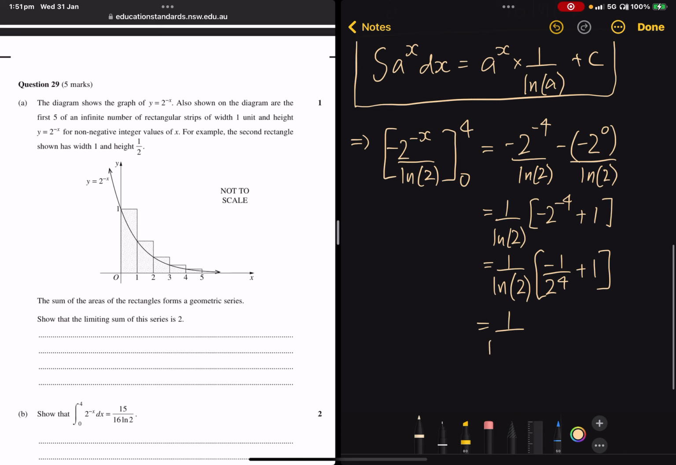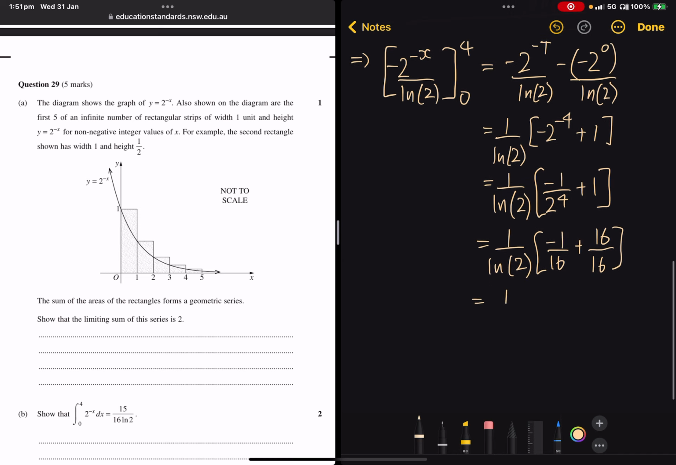So this gives us 1 on the natural log of 2 minus 1 on 2 to the 4. Well, 2 to the 4 is 16. So this is minus 1 on 16 plus 1. 1 is 16 on 16. So this is 16 on 16. 16 minus 1 is 15. So this is 1 on the natural log of 2 multiplied by 15 on 16, which is 15 over 16 times the natural log of 2. And this is the answer that we're required to show.